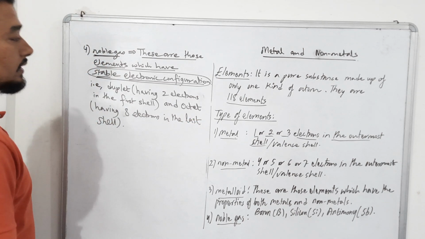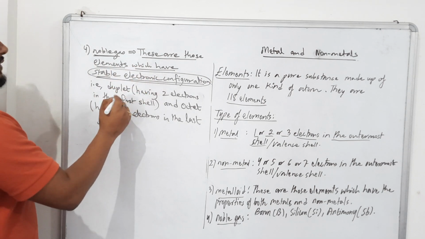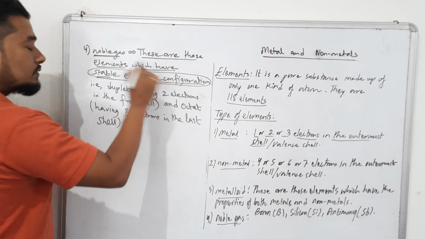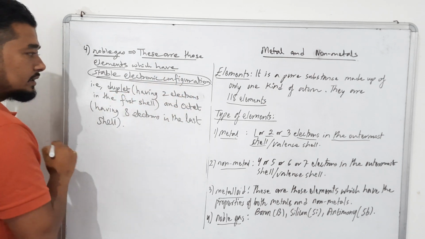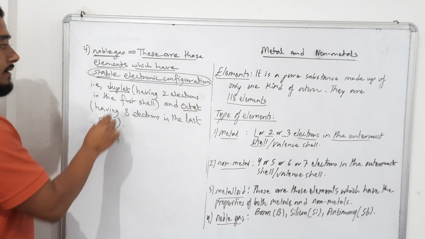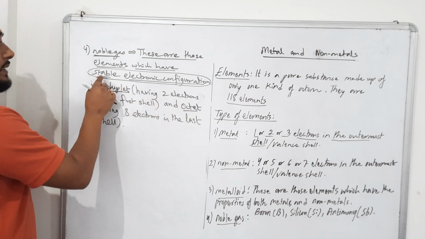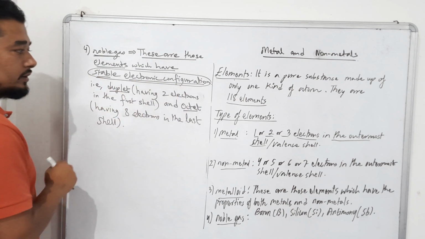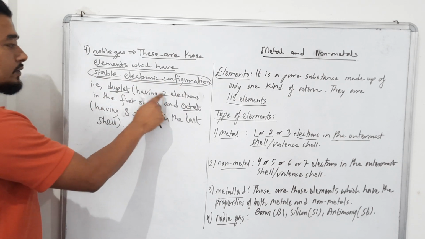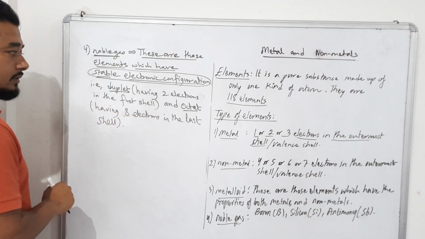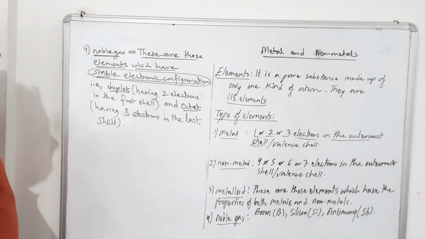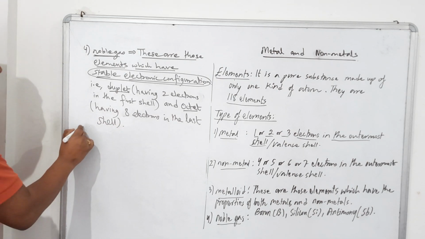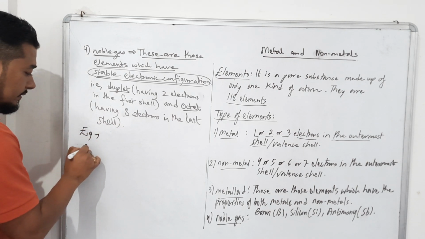So do remember, noble gases are those elements which have stable electronic configuration, and the meaning of stable electronic configuration is duplet or octet. Duplet means having 2 electrons only in the first shell, and octet means having 8 electrons in the last shell. It's called noble gas. Let us see one example of it then.